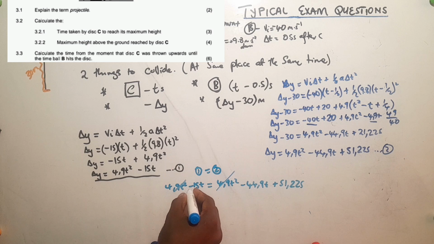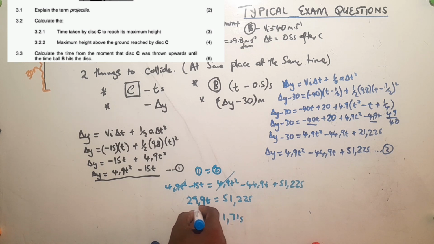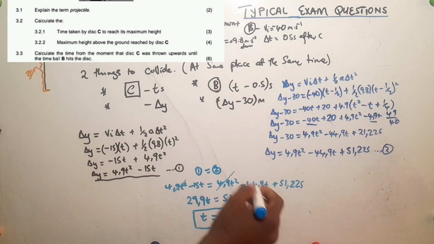Now we can bring this side. So negative 15t, and that will give us positive, because this is negative and the bigger one will be positive this side. So it will give us 29.9t being equal to 51.225. Now we can divide both sides by 29.9. So our t becomes 1.71 seconds. Like that. So that's how we can work with a question like that.